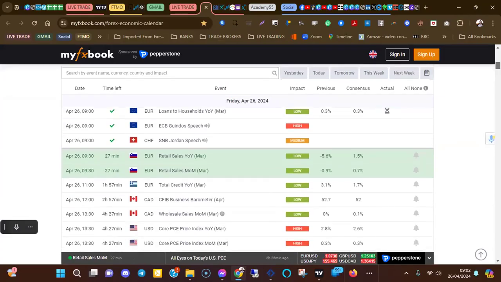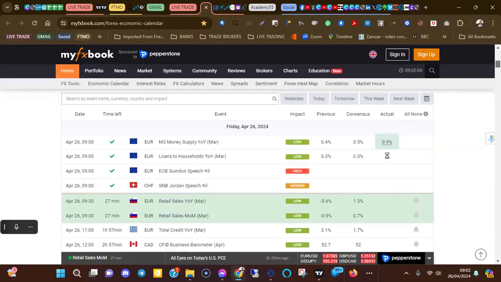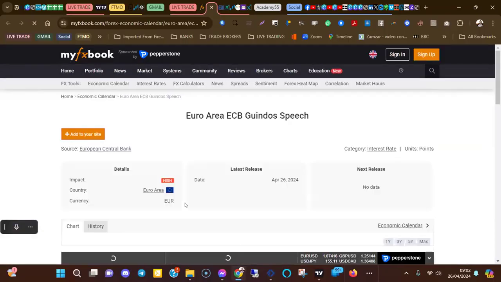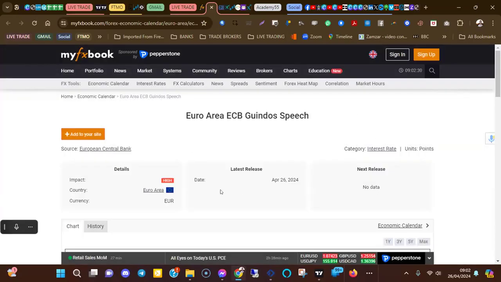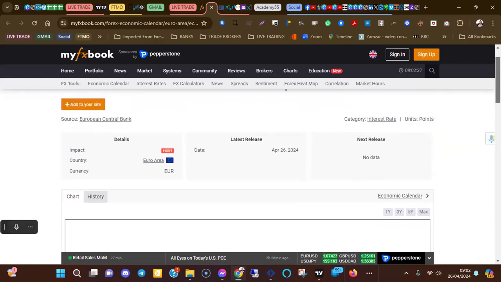So as you can see, this is my FX book, and there's only one bit of high impact news, a Guindos speech. What happens if you press that? It tells you all about the Guindos speech regarding the Euro area, I should imagine. Source, European Central Bank.